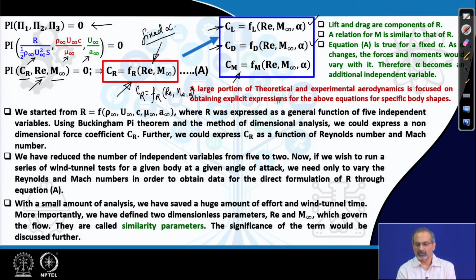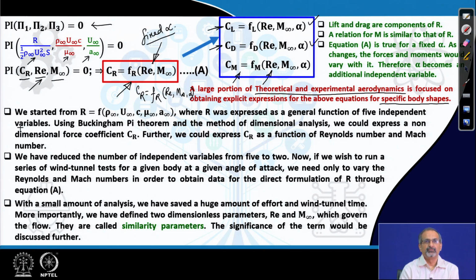A large portion of theoretical and experimental aerodynamics is focused on obtaining explicit expressions for the above equations for specific body shapes. So, if you vary the body shapes, these expressions would change. So, for one body shape, it will have a certain functional form. If you change the body shape, it will be something else.